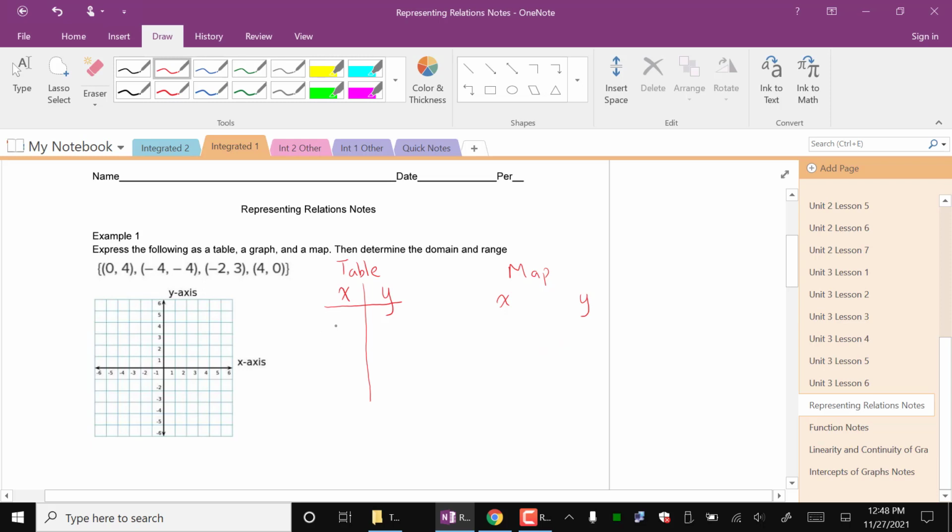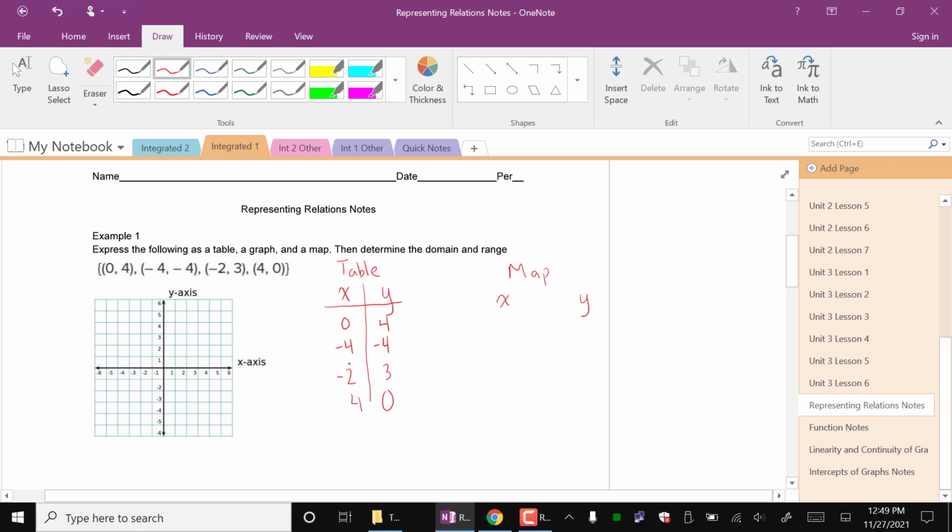So our table, our first value is 0, 4. So that's right there, 0, 4. Our second one is -4, -4. Again, that's our second ordered pair. This is what these are known as, ordered pairs. Also coordinates for our grid. Our third is -2, 3. And our fourth is 4, 0.